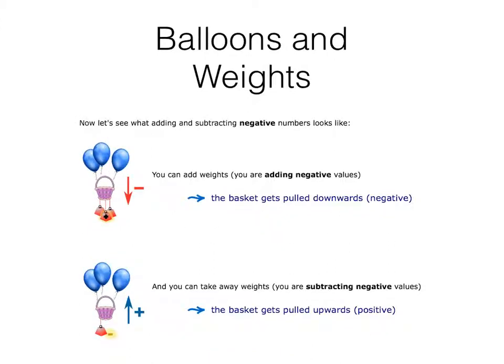Subtracting, or adding and subtracting negatives, that's your weights. You can add weights, that's adding a negative. The basket will get pulled downward. So 3 plus negative 1, the basket overall goes downward. Or when you are subtracting negative values, your basket's going to go upward in the positive direction. It's a little counterintuitive, but it's easy to see here. 3 minus a negative 1. If I took away that weight, the balloons brought the basket up higher. Okay, that's the one you want to remember.